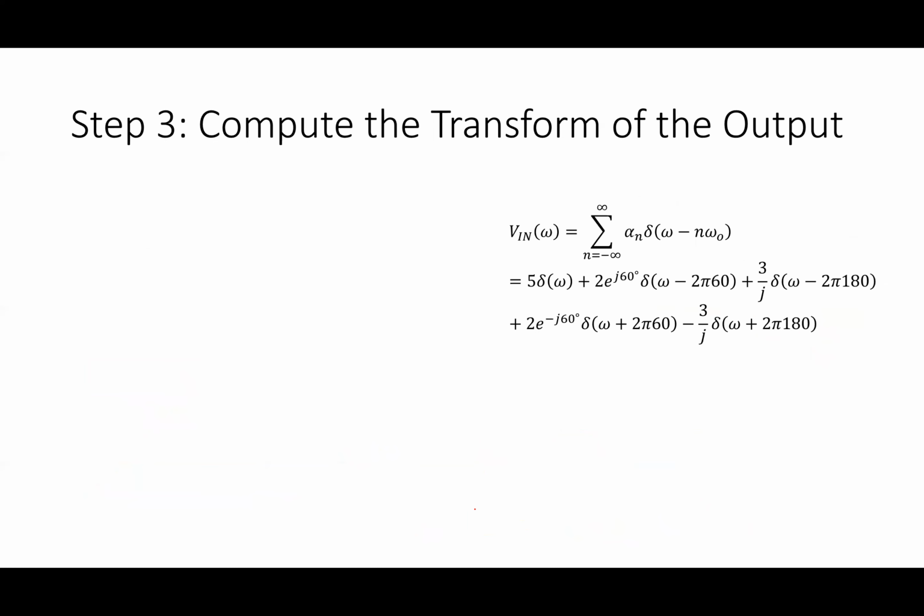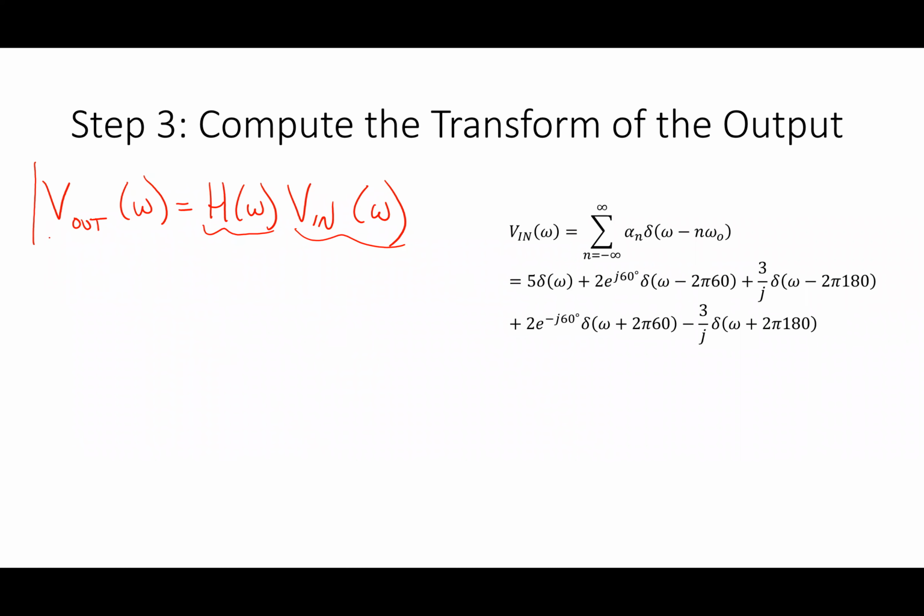Okay, so I've got my transfer function. My third step was to figure out the transform of the output. What I've got to do is say V out of omega equals H of omega times V in of omega. And I've got this big ugly thing here. What I could do is draw the graph of V in of omega, which is just a bunch of impulses, and I could draw the graph of H of omega.